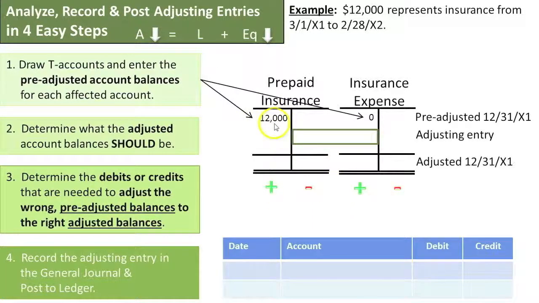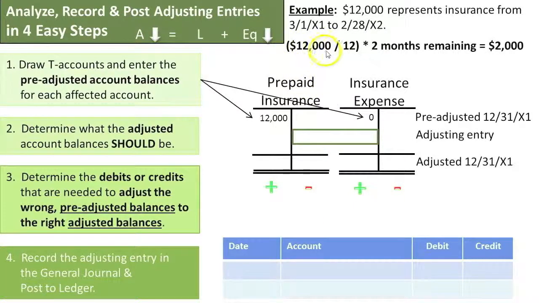This prepaid insurance account is overstated because we've used up some of it. The only remaining asset is $2,000 because if you take the $12,000 prepayment, divide it by 12 months, and multiply it by the 2 months remaining that go into the year X2, there's only $2,000 of prepaid insurance that remains. We need to update this account to reflect that fact. The ending balance on prepaid insurance should be $2,000.